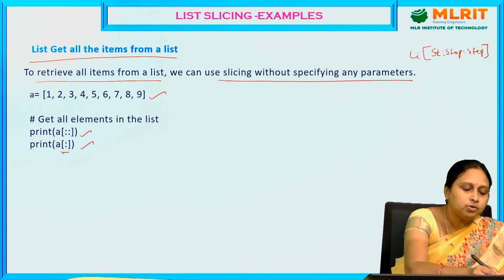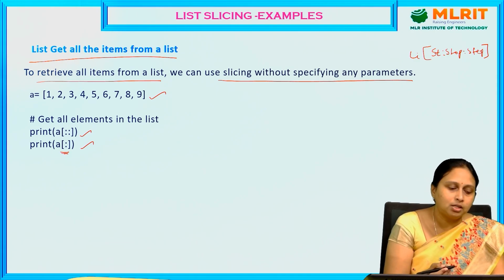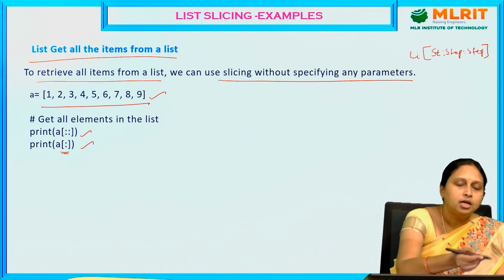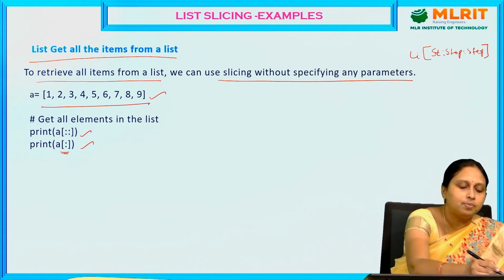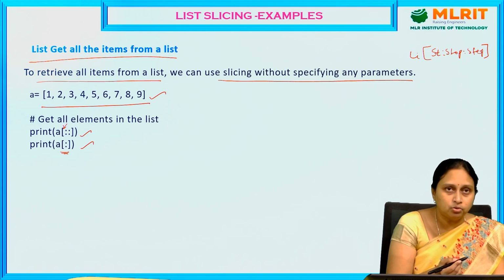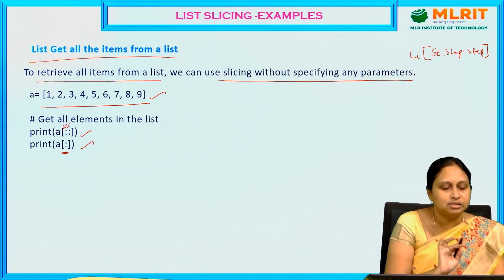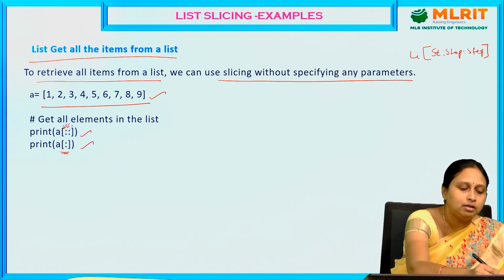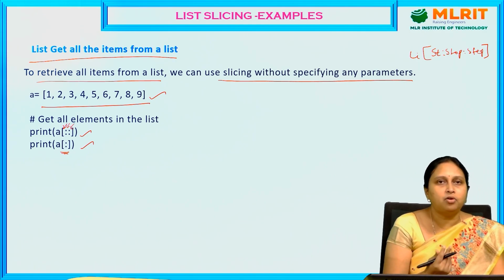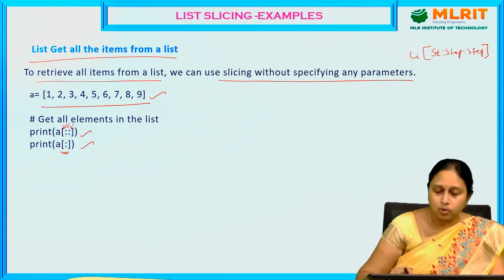If I use only a single slice, it can print all the elements from 1 to 9. If I use two slices, that means its starting value is 0, its starting index is from 0, and we are not specifying the end. That means it will consider all the elements in the list, and we are not specifying any step either. By default it will take 1, so that it can display all the elements in the list. Okay. Now what is the output for this?